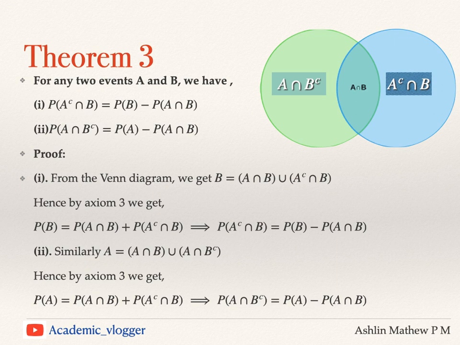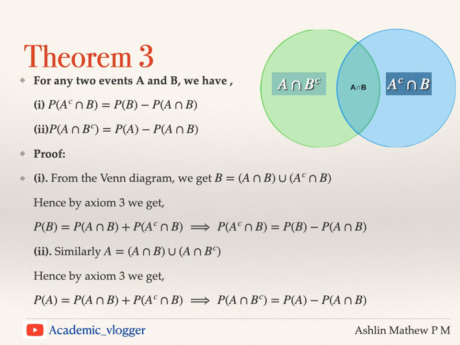So this part, which is not in the intersection and which is the blue one, is called A complement intersection B. So we can write B as the union of these two, the intersection and the non-intersection part. Giving it the probability terms, B can be written as A intersection B union A complement intersection B.